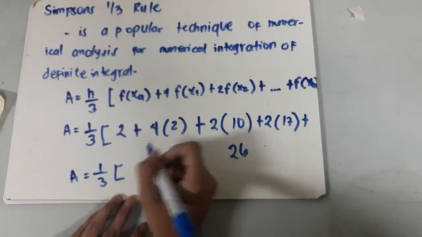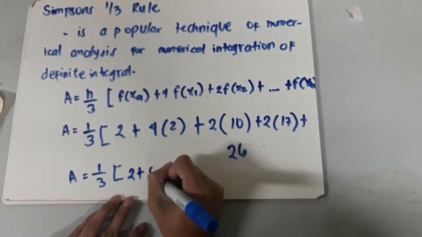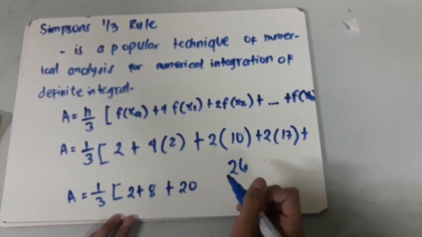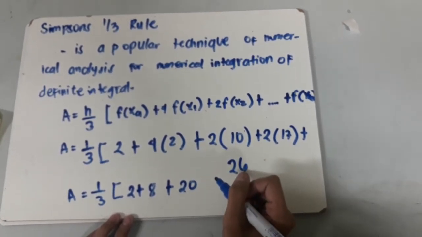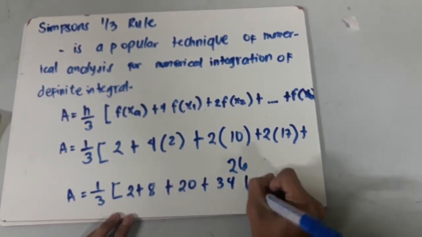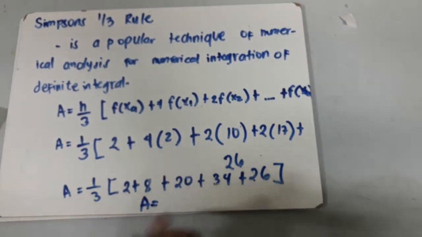Then 2 plus 8 plus 20 plus 20 plus 34 plus 26. So let's compute for the value of our A.